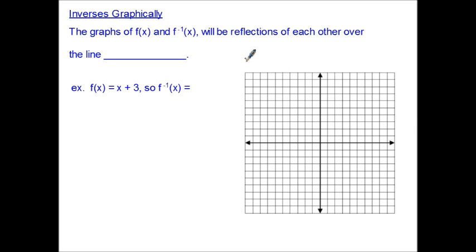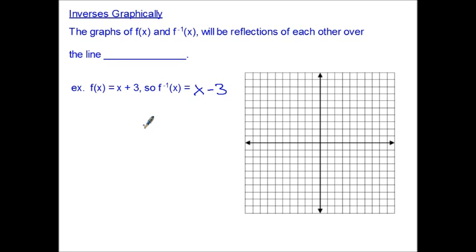Alright, so we can find inverses graphically by, well, I'll fill in this blank in a minute, but they're going to be reflections of each other line, and you may remember that from previous things, but here we go. Let's take one we can do intuitively. If I've got f of x equals x plus 3, again, the inverse of adding 3 is subtracting 3. So just based on this, I know that my inverse is going to be x minus 3.